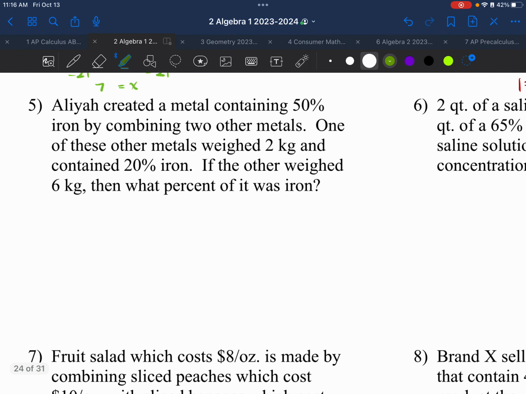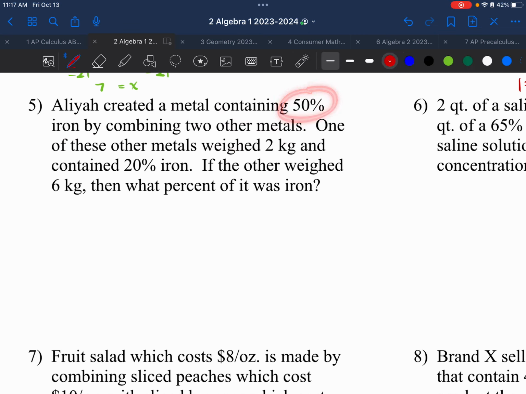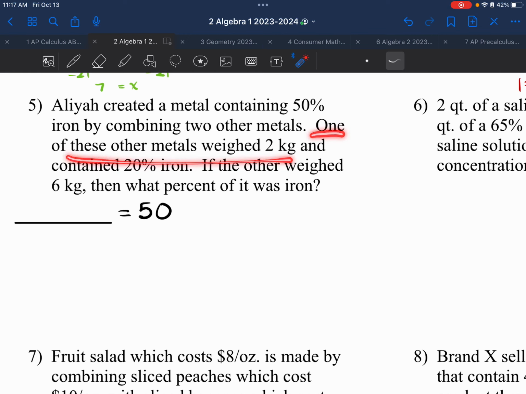Number 5, we got some mixing metals. So she created a final metal, and the final metal contained 50% iron. And she made this final metal by combining 2 other metals. So we know that the final amount is 50, so I can come down here and create my final amount. Say the final amount is 50. I don't know what the left-hand side of the fraction is going to be. Ooh, that fraction is a little bit too long. There we go. So what were the 2 amounts? One metal weighed 2 and was 20%. So I'm going to multiply these together. The amount was 2, and I'm going to multiply this by 20%.